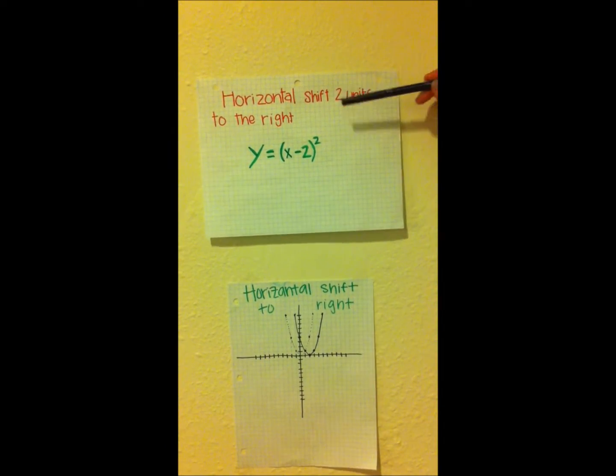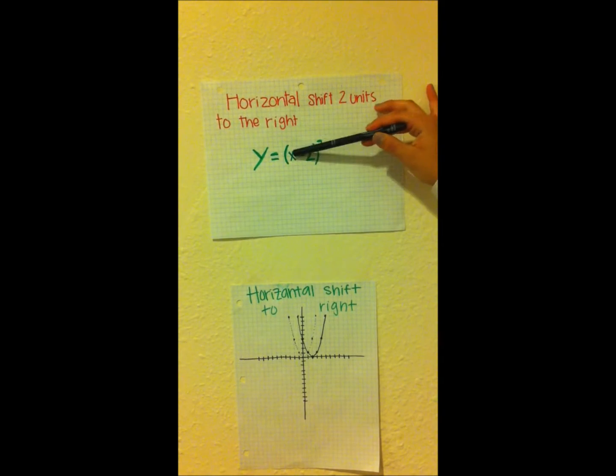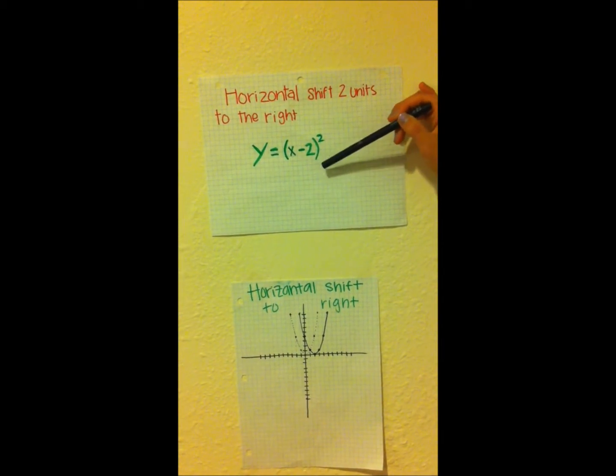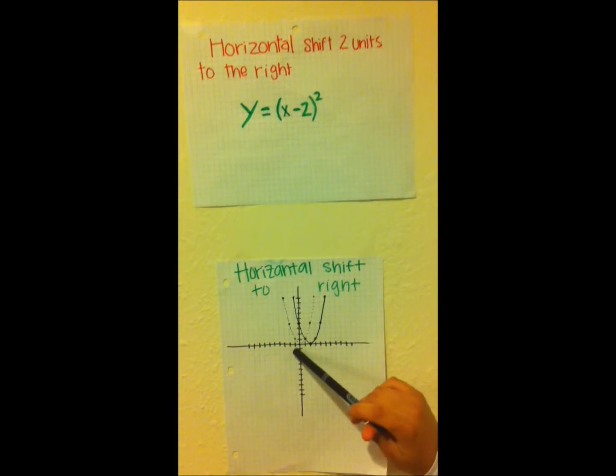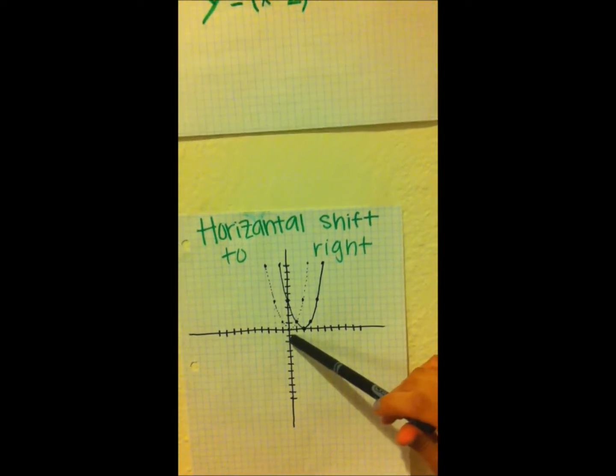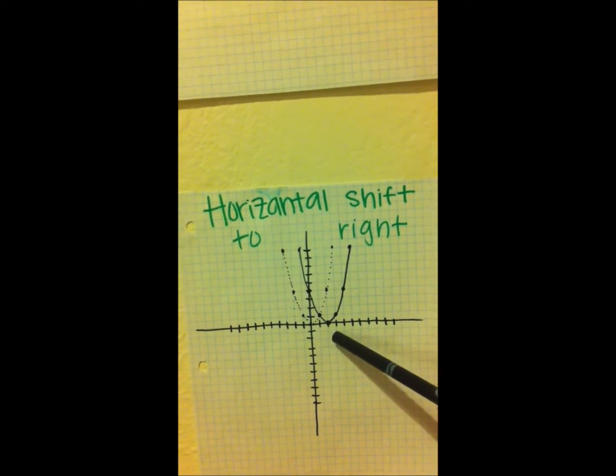For horizontal shift to the right, it's a negative number. You do the opposite of what's in the parentheses. Now here we have -2, which would really be going to the right 2 units.